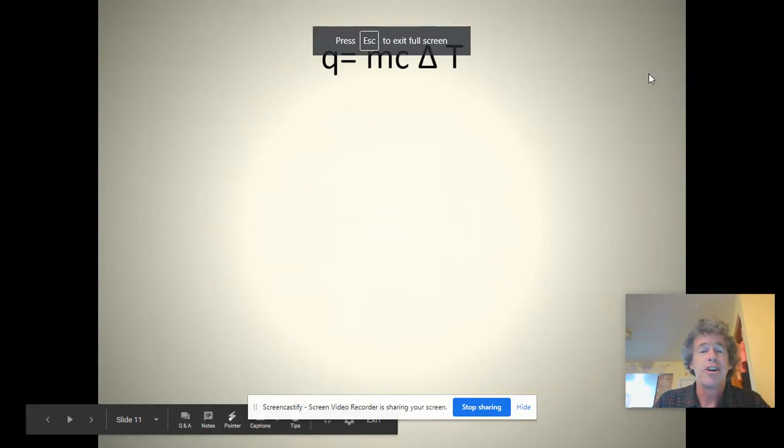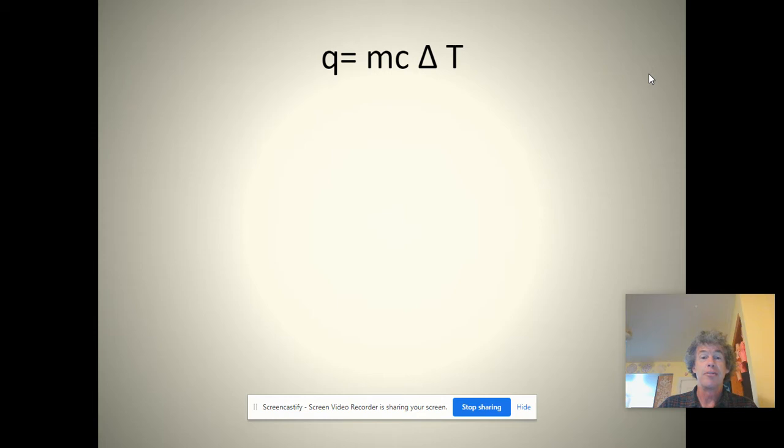Hey, so today I wanted to talk about essentially slides 11 to 17 on the thermodynamics slides and go over a couple of topics that we're talking about in class. One is just the equation Q equals mc delta T. So the energy equals the mass of what's being heated, times c, which is the specific heat of the substance being heated, times the change in temperature involved.